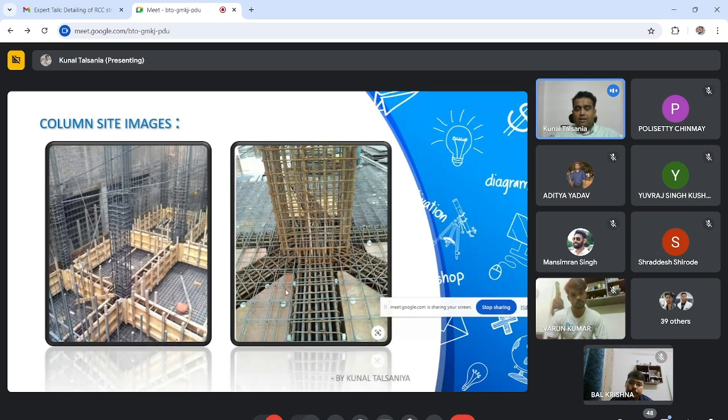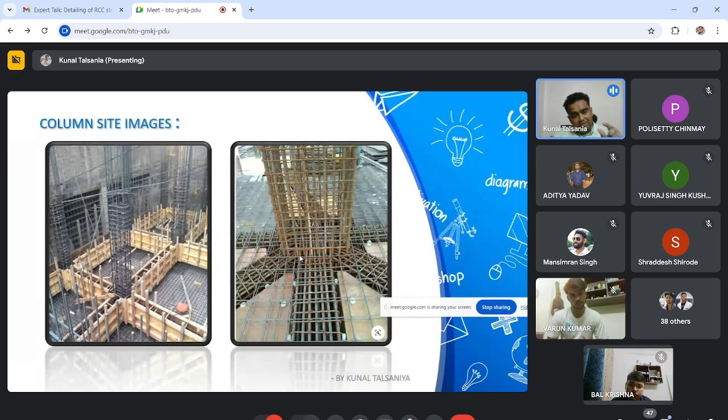You can see that another important thing is that your beam steel has to go inside the column, not outside the column. All your beam bars have to pass from inside the column, not outside the column. Suppose your beam width and your column width are the same.